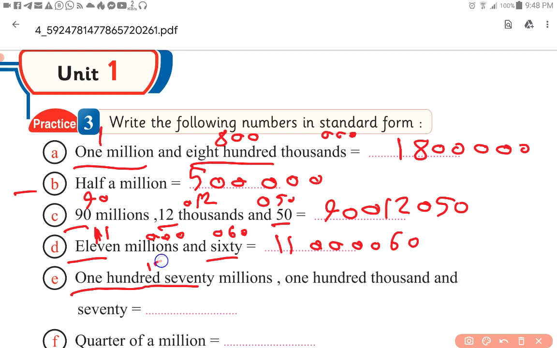170 million. This is 170. 100,000. 100. and 70. 70, 2 digits, so you need to add 0 at left, then start to write the number 170 million, 100,000 and 70.